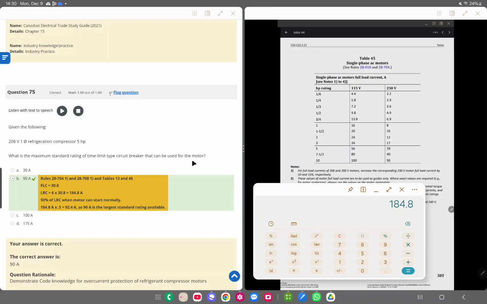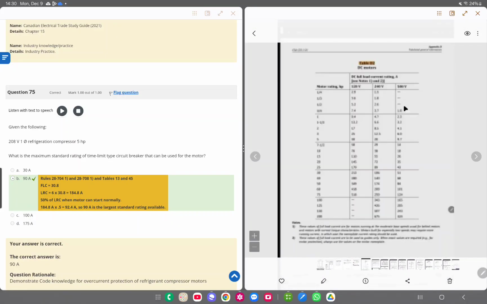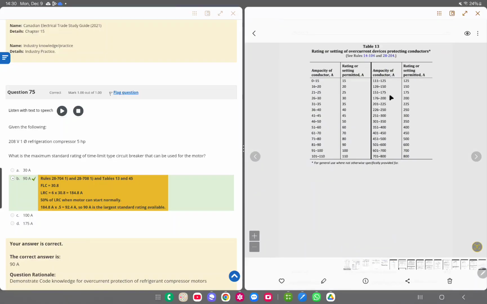That can be used for the motor. So 184, call it 185. We'll go to table 13 and look at 185. 185 lands us in 176 to 200. Because it's a hermetic, we'll drop down to 175.